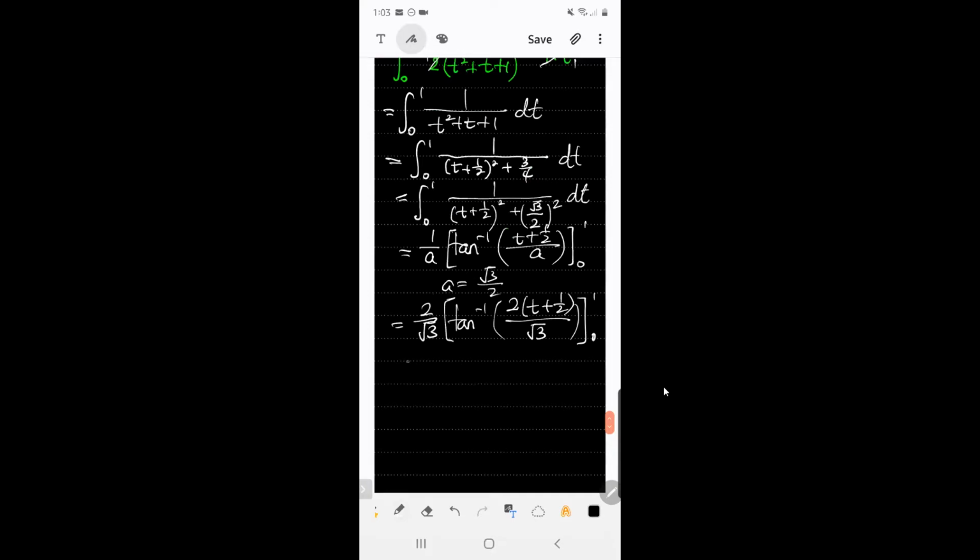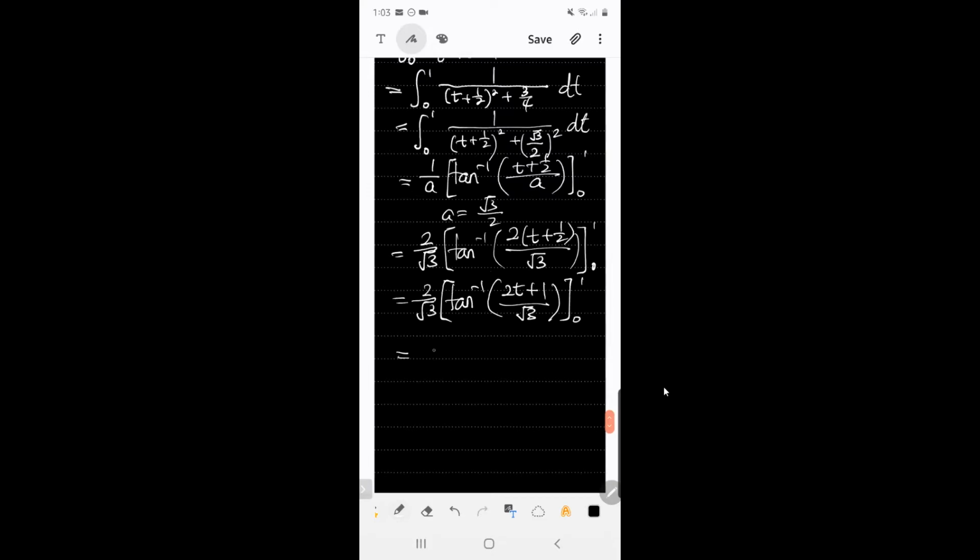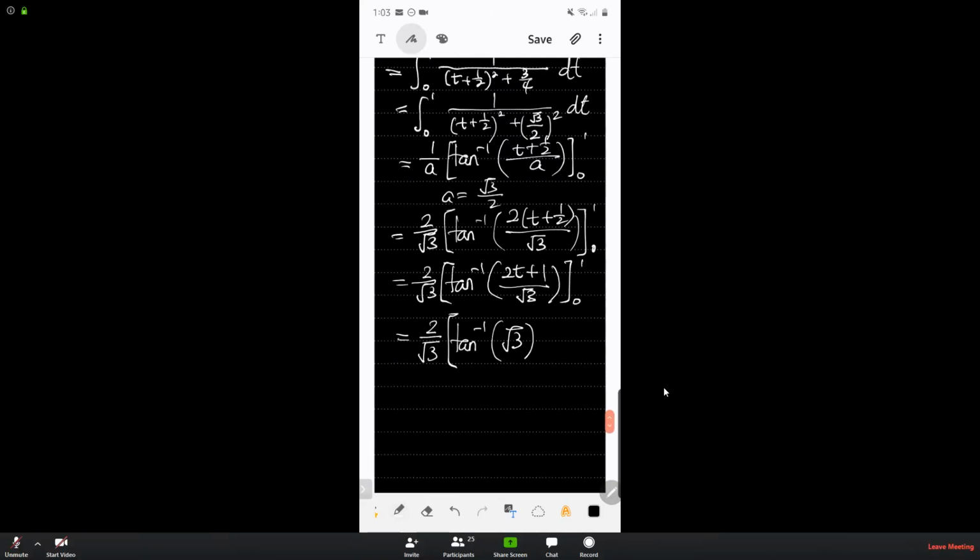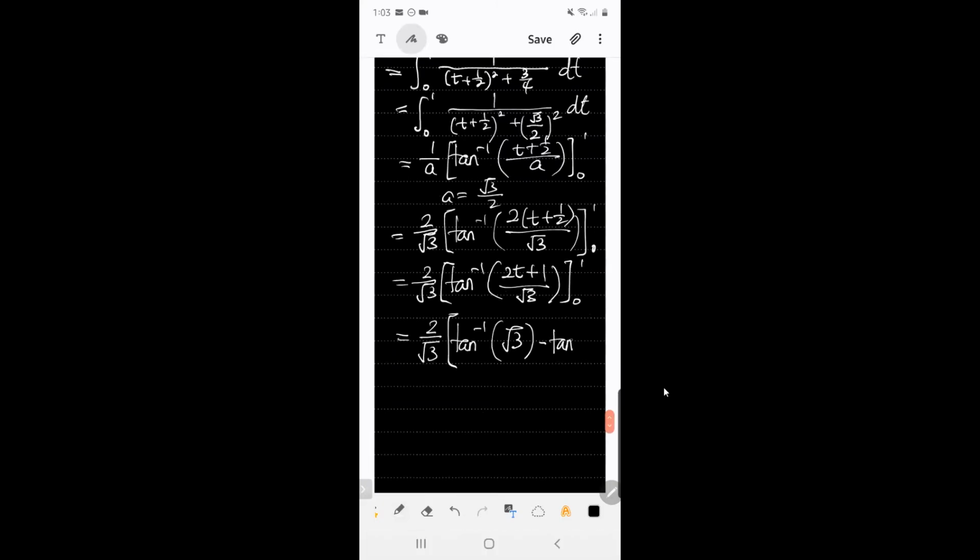So you expand the numerator inside the tangent inverse function. You get tangent inverse of 2t plus 1 over root 3. Then you sub in 0 to 1. So you sub 1 first. You have 2 over root 3 tangent inverse. 2 times 1 plus 1, you get 3, 3 divided by root 3. Okay, 3 divided by root 3 is actually root 3, right? Then minus tangent inverse. You sub 0 inside, you get 1 over root 3.